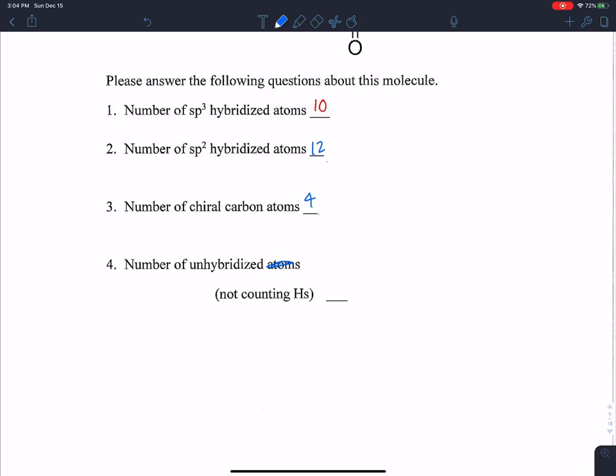When they ask for unhybridized atoms, I think what it should have said was number of unhybridized orbitals. Number of unhybridized orbitals would be 12. But then for the atoms, there is no atom that's completely unhybridized. That would only have to be H's. So this is like the old type of question they used to have. I wouldn't worry about that too much as long as you can figure these out. Okay, let's move on.